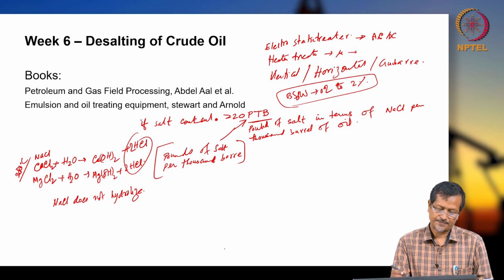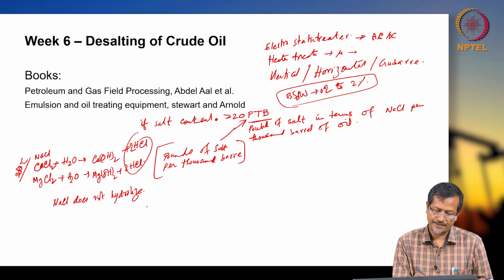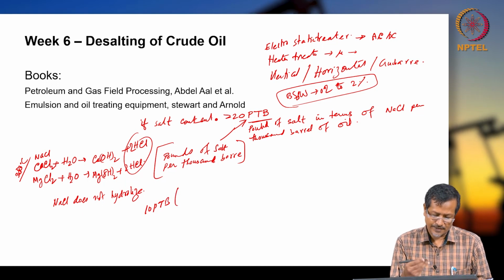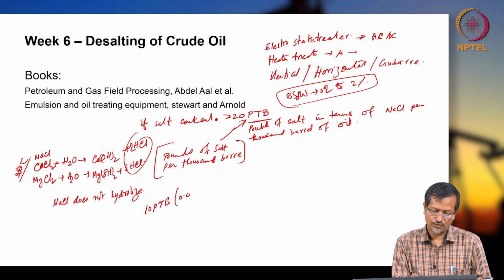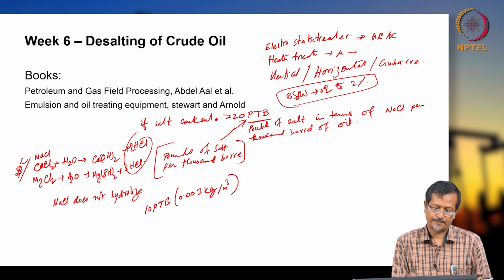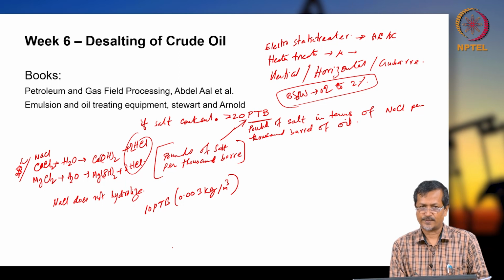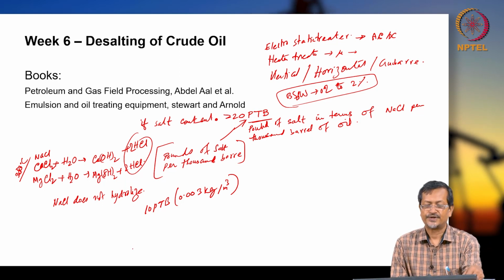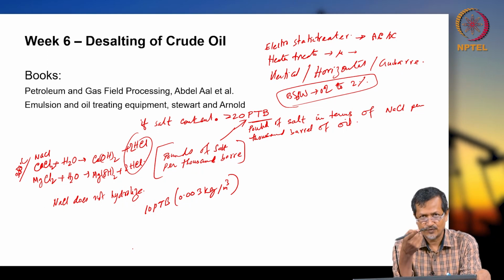So, common salt specification will be 10 PTB. 10 PTB in SI unit will be like 0.003 kg per meter cube of oil. Okay. So, this much is allowed maximum. Desalting: removal of water as much as possible. So, in your heater treater or gun barrel, actually you removed water.